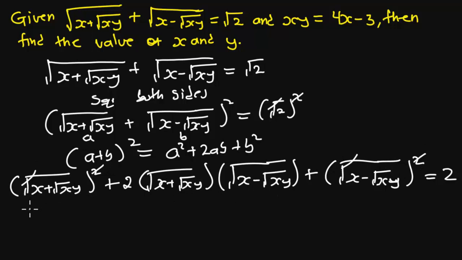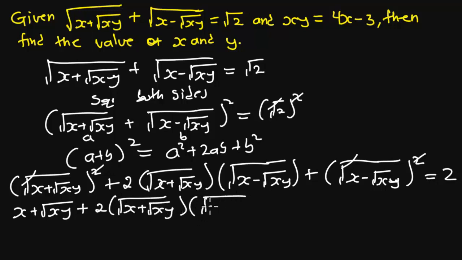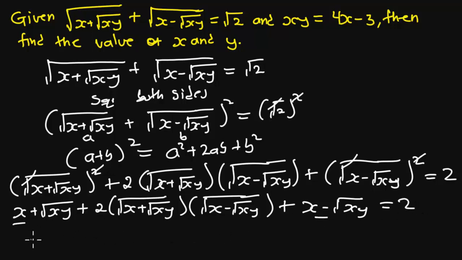So you are going to be left with x plus the square root of xy, plus 2 multiplying the square root of x plus the square root of xy multiplying the square root of x minus the square root of xy, plus, and then here you are going to have x minus the square root of xy, is equal to 2. And from here we have x and then x, which is going to give us 2x. Then we also have the square root of xy and then minus the square root of xy.